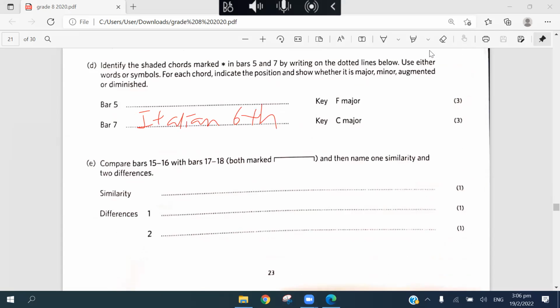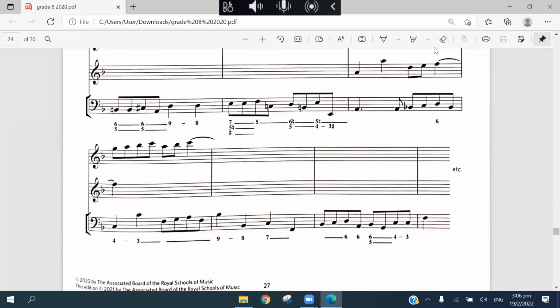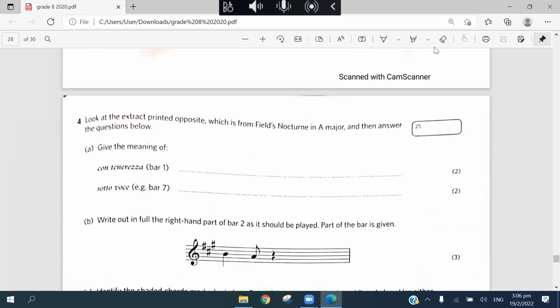The similarity and the difference we already did, right? So now we go to paper S. Is it S? Yeah, S. 2020 S. Let's go to question number 1. Give the meaning of con tenerezza. Do you know it? With tenderness. What do you think, Beverly? Then Megan? With tenderness. What did you find on online music? Yeah, okay, correct, all correct.